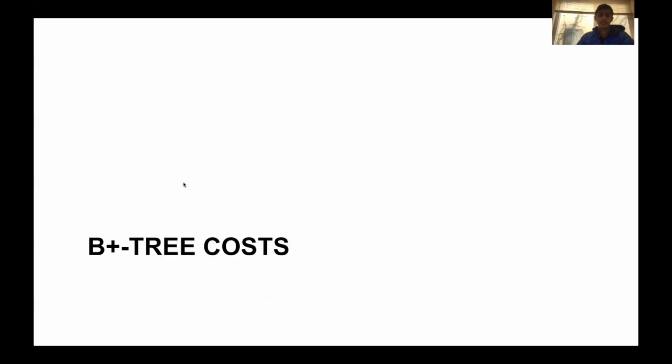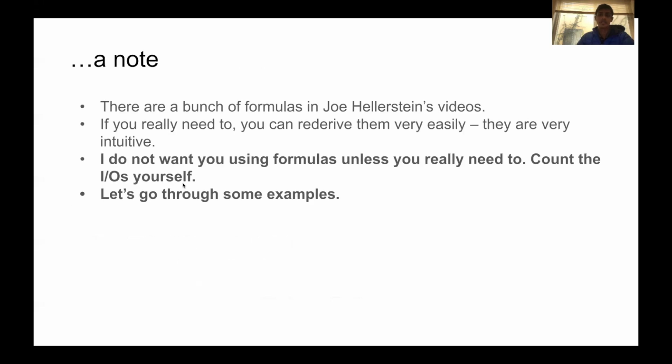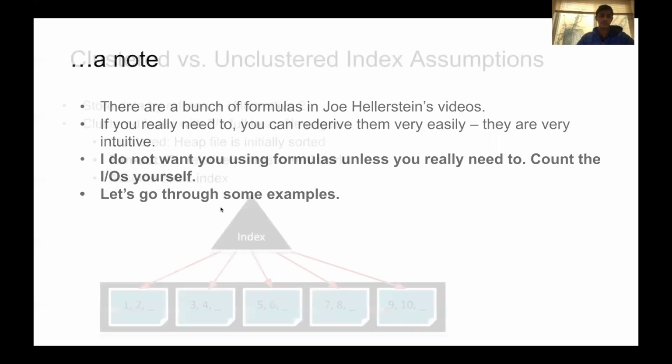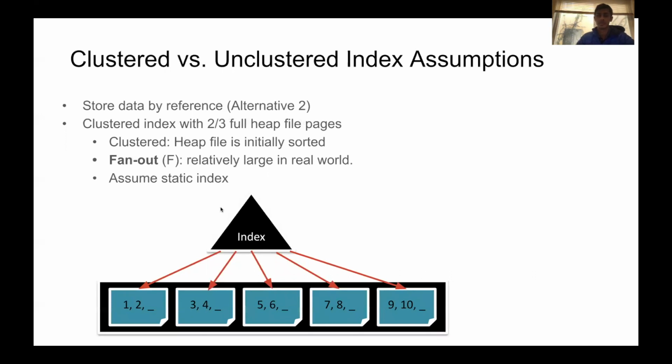Okay, lastly, to wrap up this lecture, I want to talk a little bit about costs. Joe Hellerstein's excellent videos have a bunch of formulas. If you really need to, you can rederive them very easily. They're very intuitive, but we don't want you using formulas in this class unless you really need to. We want you to count the IOs yourself. So let's walk through some examples of how to tackle problems with alternatives 1, 2, and 3. Specifically, mainly alternative 2, if I'm being honest, because that's the simplest way to go about a presentation and how you're going to tackle these problems.